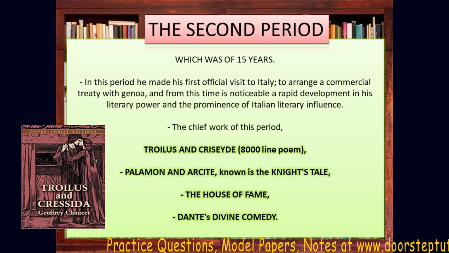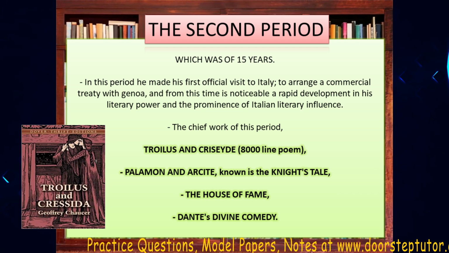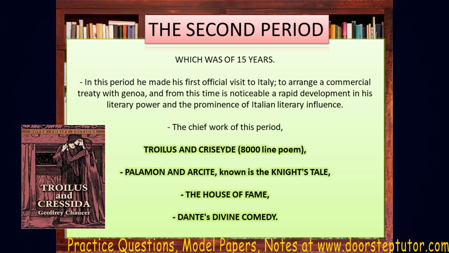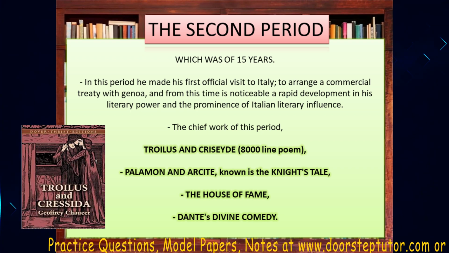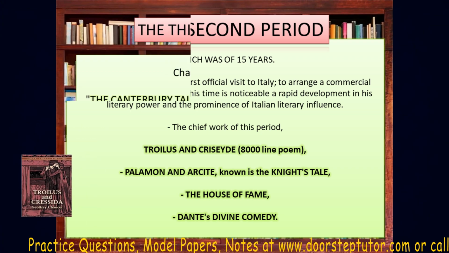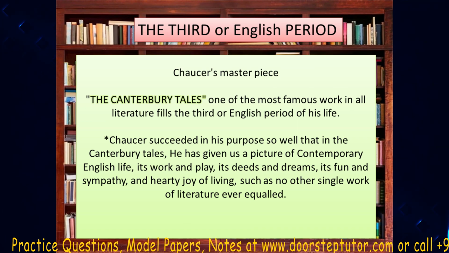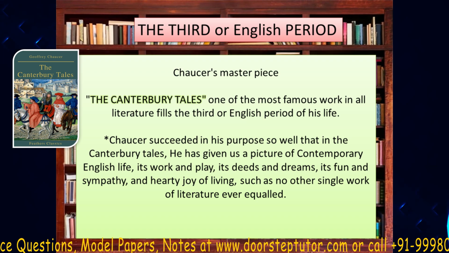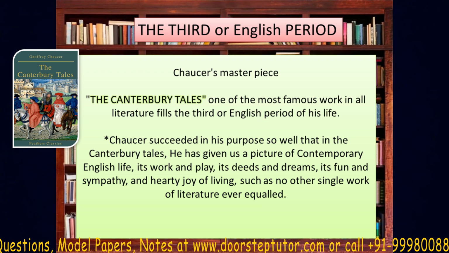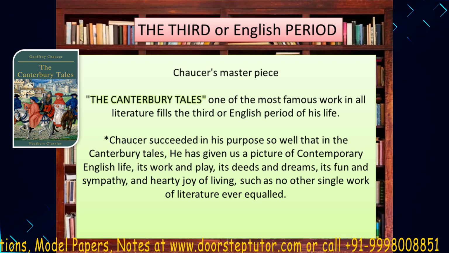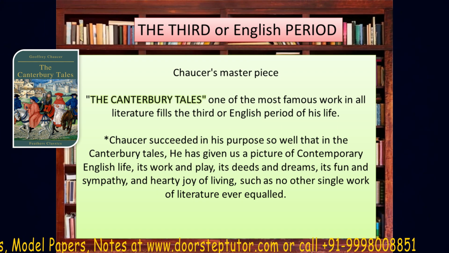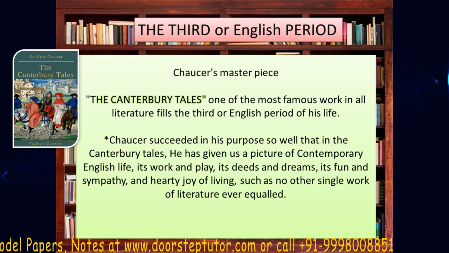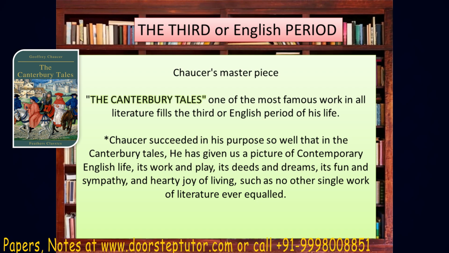It was the first book in English written in heroic couplet. It has 10 stories of women in 9 sections. In the third period, called the English period, he wrote his masterpiece, the Canterbury Tales. It was written in Middle English dialect. Canterbury Tales has 24 stories of pilgrims who traveled from the Tabard Inn to the shrine of Thomas Becket at Canterbury.